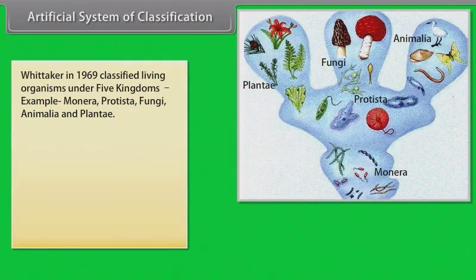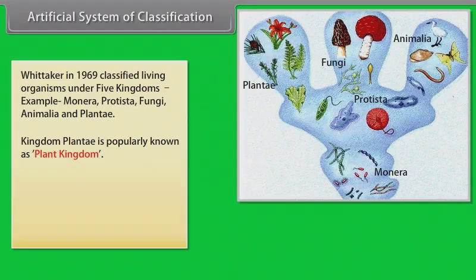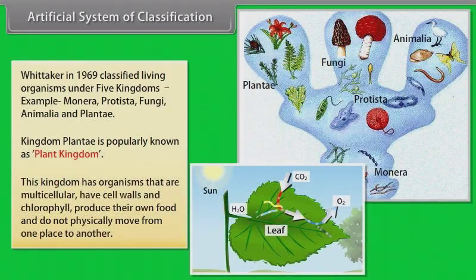Artificial system of classification. Whittaker in 1969 classified living organisms under 5 kingdoms. Example: Monera, Protista, fungi, Animalia, and Plantae. Kingdom Plantae is popularly known as plant kingdom. This kingdom has organisms that are multicellular, have cell walls and chlorophyll, produce their own food, and do not physically move from one place to another.